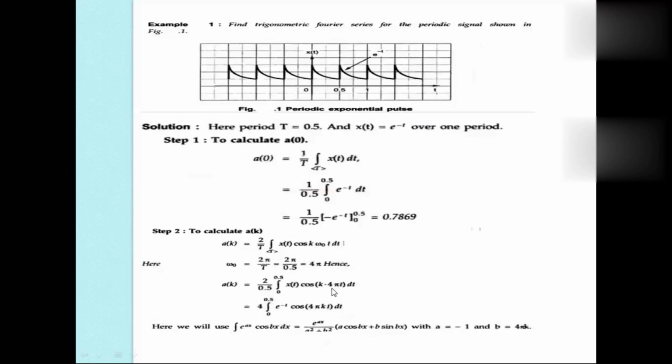Okay, a into cos bx plus b into sin bx. So a, what is the a here? -1. A is -1 cos 4 pi k into t plus b sin bx. What is the b here? 4 pi k sin 4 pi k into t. Okay, and totally it is an integral of e power ax cos bx into dx with the limits of t here 0 to 0.5.